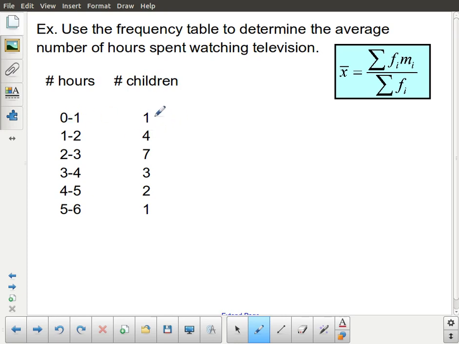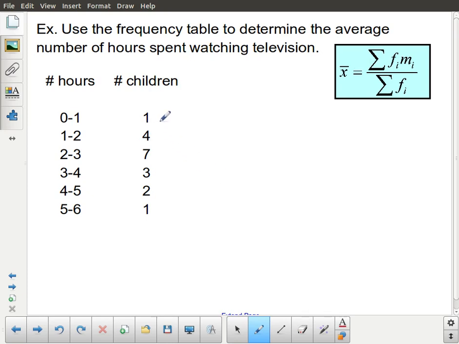And so they had one response from 0 to 1 hours, 4 responses from 1 to 2, 7 responses from 2 to 3, 3 responses from 3 to 4, 2 responses from 4 to 5, and 1 response from 5 to 6. So how are we going to figure out what's the average number of hours?